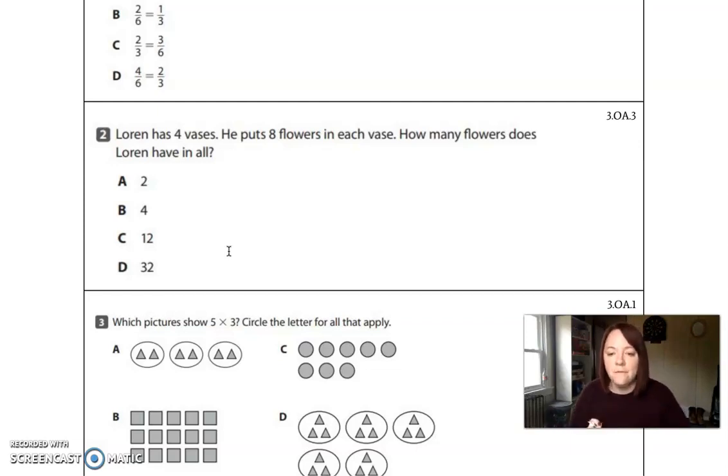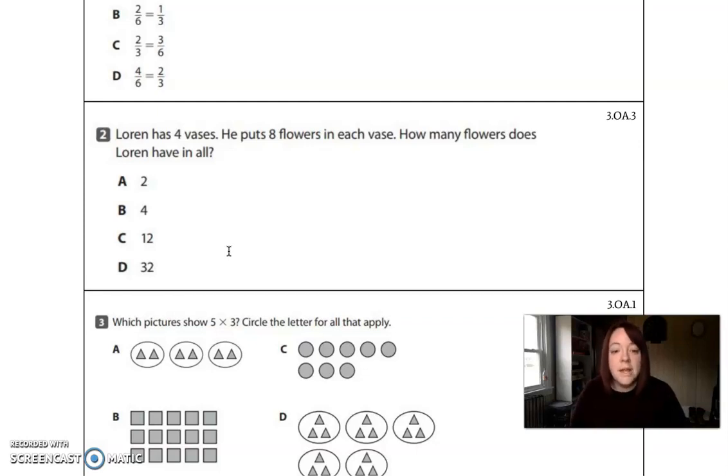Lauren has 4 vases. He puts 8 flowers in each of the vases. How many flowers does he have in all? Okay, so first, we know that he has 4 vases. So why don't we draw those first? And they don't have to be fancy. You can just draw squares or rectangles. I'm just going to draw rectangle-looking vases. And you don't have to spend all the time on the flowers if you don't want to. I mean, we do have a lot of time, so if you'd like to do that, you may.